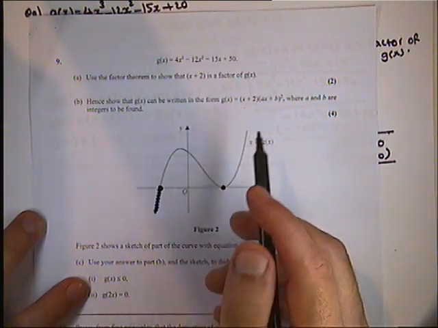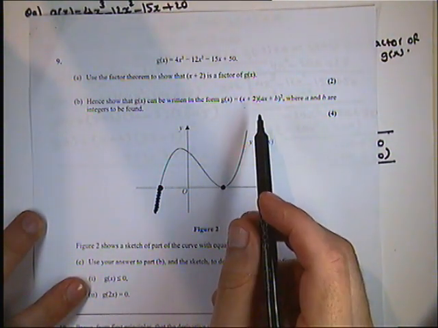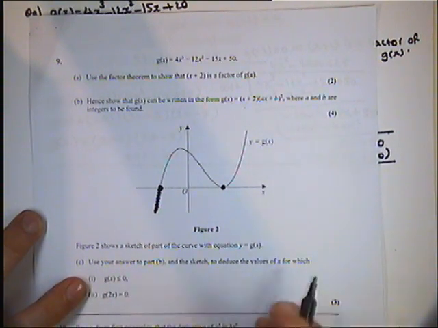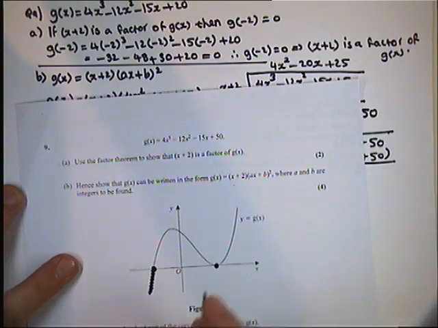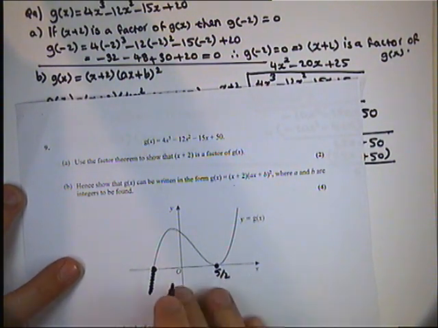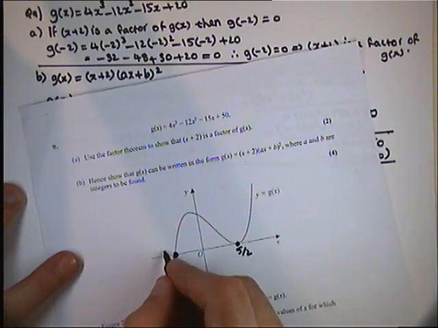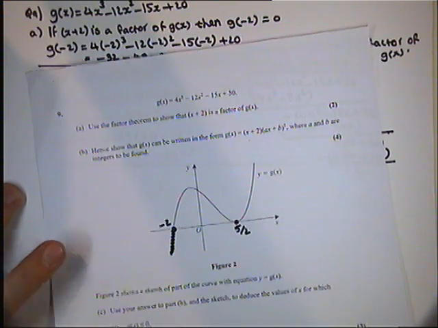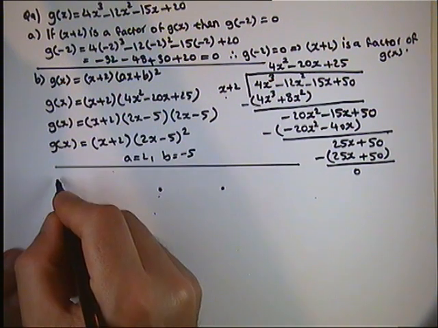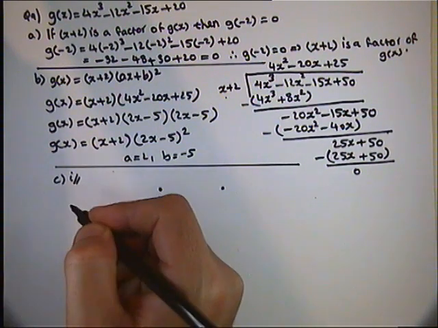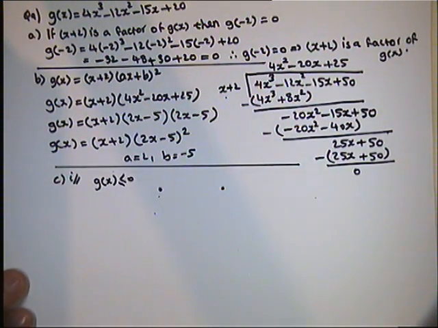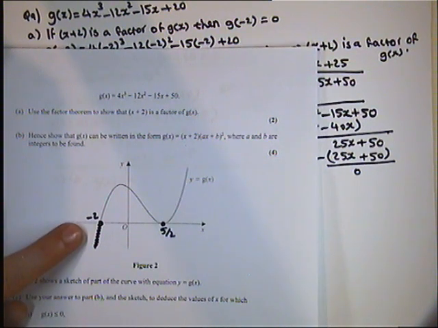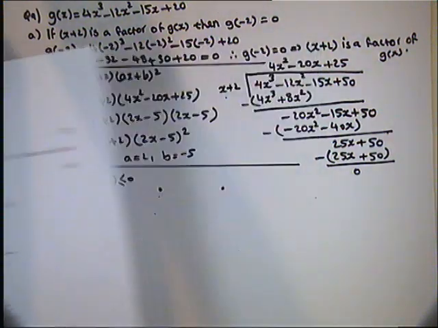So there is one repeated root, which is 5 over 2 here, and one root here, minus 2. So therefore, for part C, g of x less than or equal to 0, as shown on the graph, x must be less than or equal to minus 2, and x must be equal to 5 over 2.